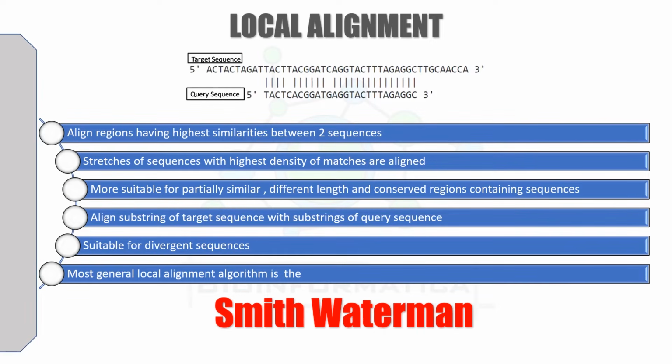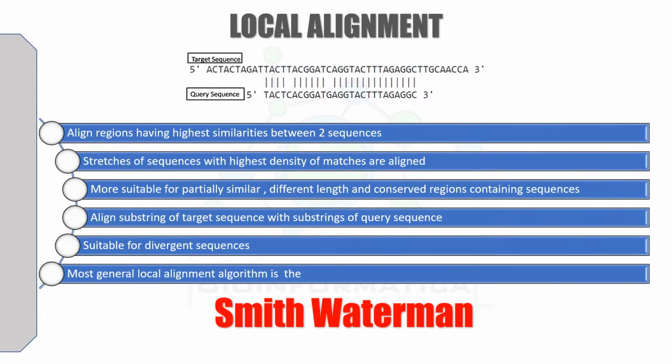Before proceeding into this video, I highly recommend you watch our video on global alignment for a better understanding of this topic. Local alignment is a sequence alignment technique in which we align regions having the highest similarities between two sequences, that is, the stretches of the sequences with the highest density of matches. This is suitable for more divergent sequences that are partially similar and have conserved regions between the sequences.